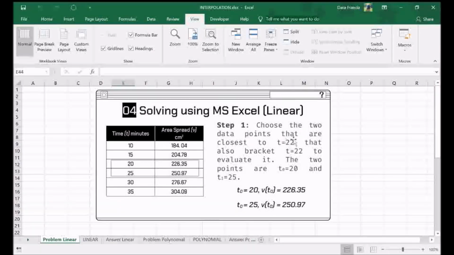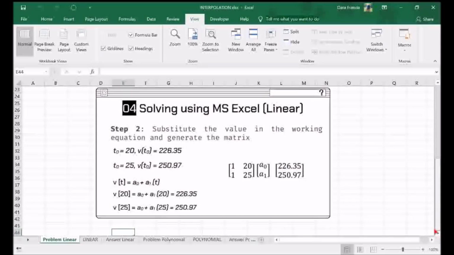Step 1 is to choose two data points that are closest to t equals 22 and that also bracket t equals 22 to evaluate it. The 2 points that I chose are t equals 20 and t equals 25. As you can see here, I wrote it in equation form and wrote their functions.